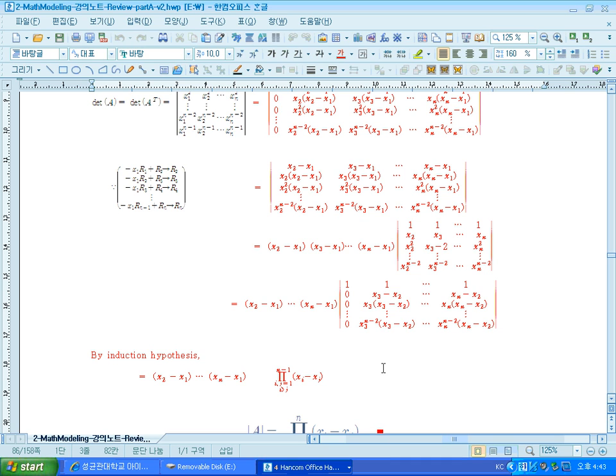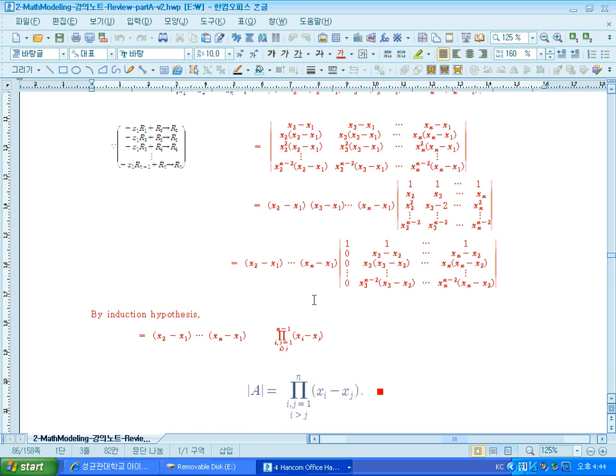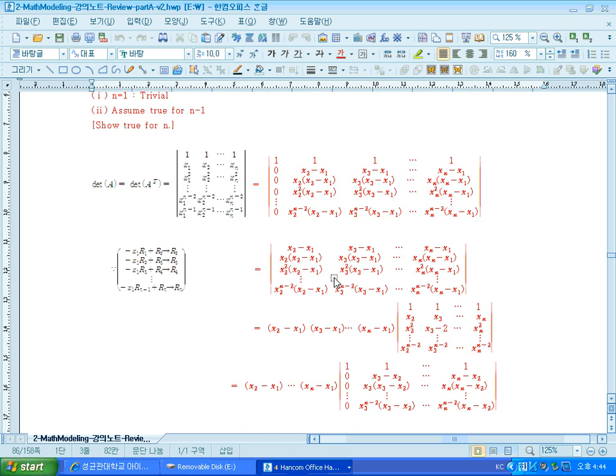xn minus 1, which is one term. So it forms a triangle of those terms. If we write it in one presentation, it can be written in this way. So we can generally guess the general form of the determinant of the Vandermonde matrix.